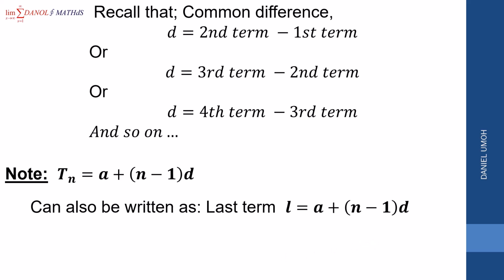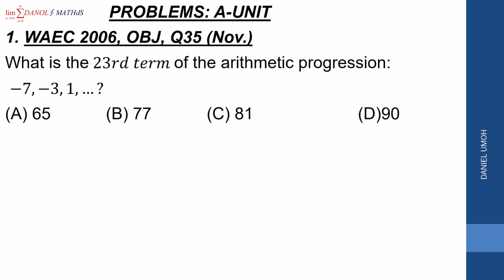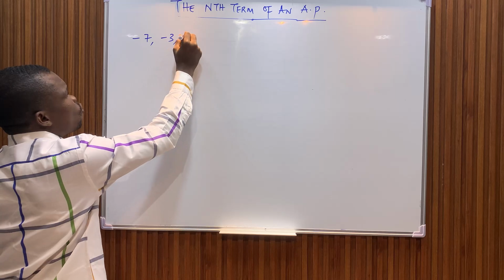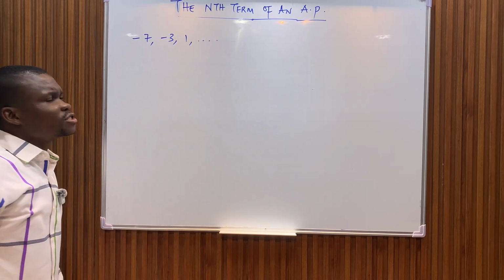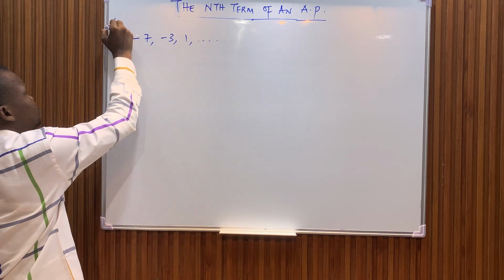Okay, now let's look at some classical problems. Let's apply this formula to solve some problems. So problem A. First, we're going to be solving WAEC 2006 objective question 35. The question says, what is the 23rd term of the arithmetic progression? The sequence is minus 7, minus 3, 1, and so on. So we are asked to find the 23rd term. Remember, this is an arithmetic progression, so this is an AP.